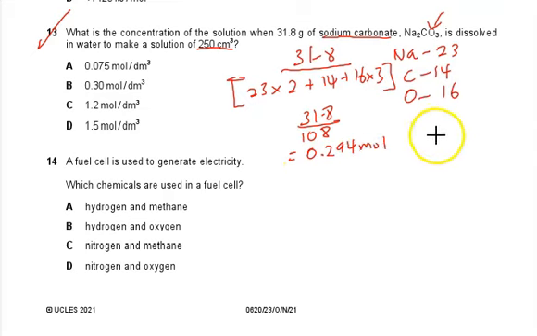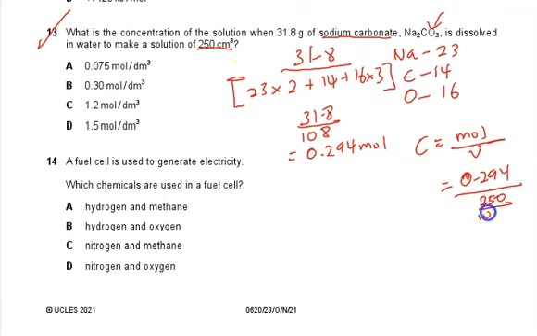Alright, so to get the concentration, it is the mole divided by the volume. So here mole is 0.294 divided by 250 divided by 1000. Okay, so we have to change this into decimeter cube as well. That's why I divided with 1000.